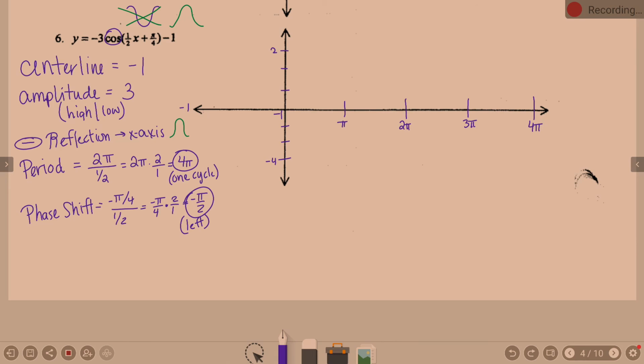Now, we also have to think about the phase shift, though, yes? My phase shift is pi over 2 left. Do I have pi over 2's on here? I do not. So I'm going to put pi over 2's on here. Where are the pi over 2's? It's the halfway points, right? So basically, if I go in and put tick marks in the middle of everything, do I have my pi over 2's? Yeah. I'll label that first one as pi over 2.